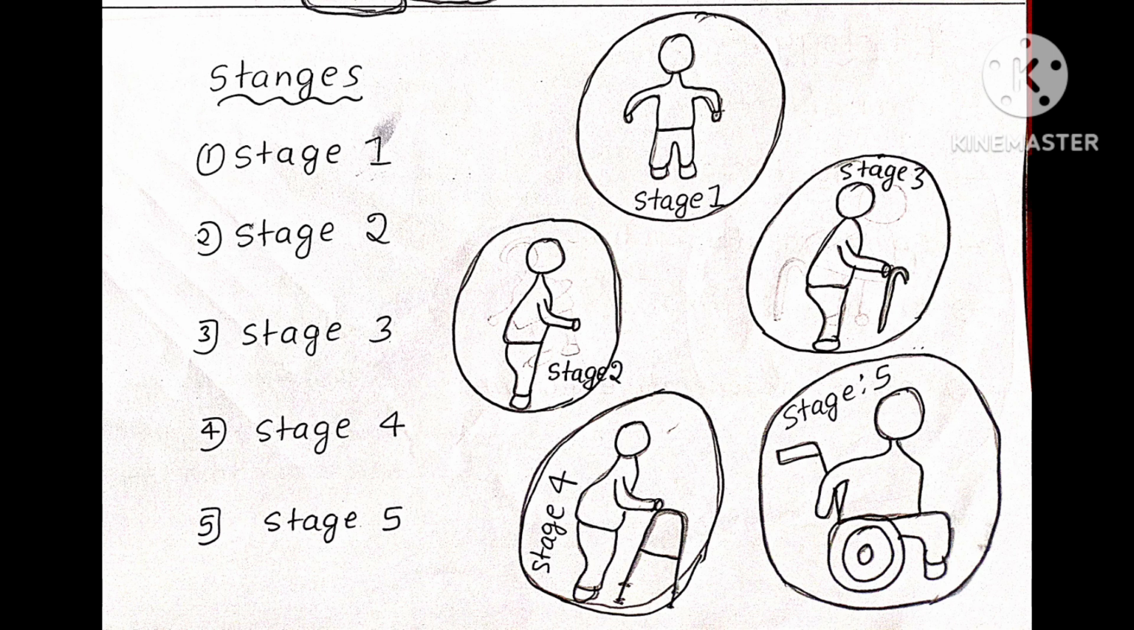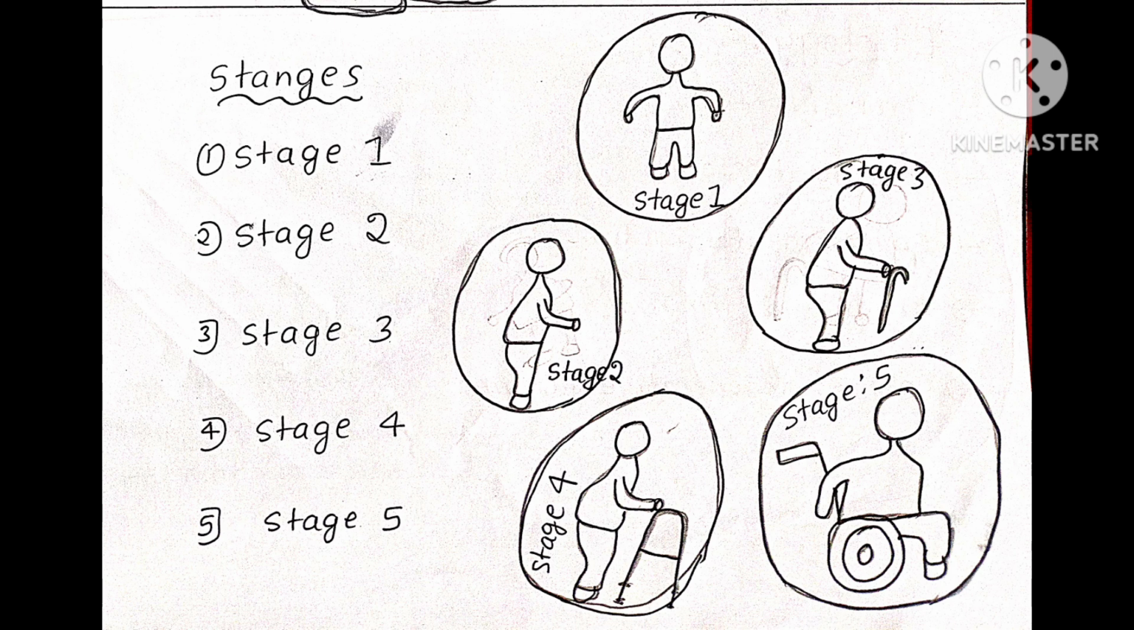In this stage there are mild symptoms, but the patient is able to do daily activities. In stage 2, symptoms such as tremors, stiffness, and slowness of movement begin and worsen, and in this stage poor posture develops. In stage 3, the patient has loss of balance and loss of movement, and movement also begins to slow down.